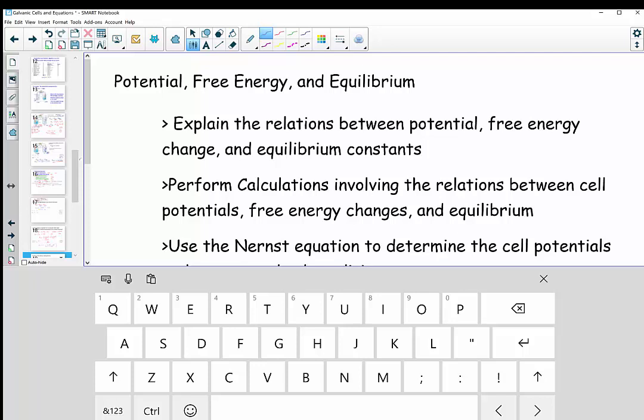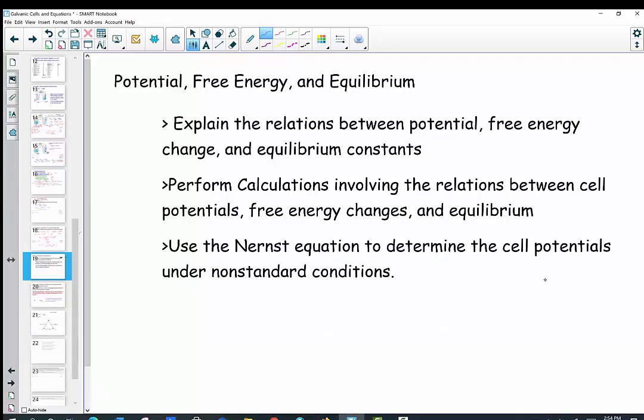We're going to bring together in our final closing here the potential, free energy, and equilibrium relationships. Our goal is to explain the relations between potential, free energy change, and equilibrium constants, tying these all together. We'll perform calculations involving the relations between cell potentials, free energy, and equilibrium. So think about voltage, Ecell, free energy, Gibbs free energy, and equilibrium constant, K. And actually, it's not until the next video, the next lesson, but the Nernst equation to determine for non-standard state conditions. So when I say Ecell is equal to cathode minus anode, and you see these superscript naughts, those represent standard states.